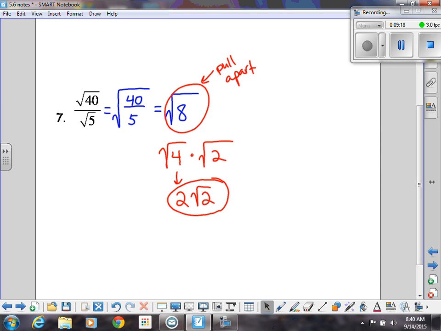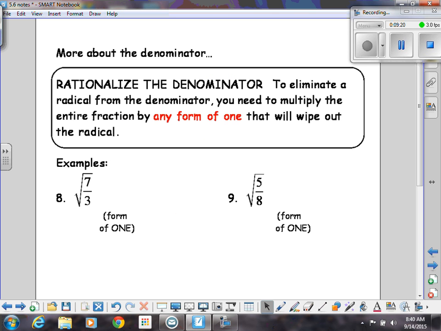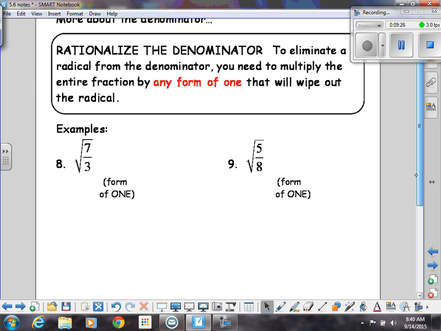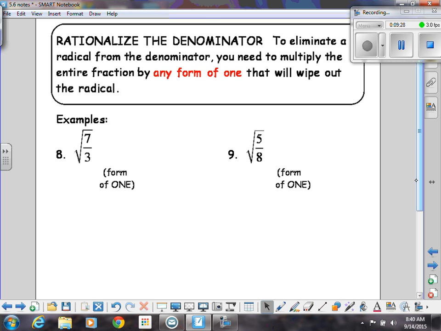All right, so the last thing I need to talk to you about with simplifying square roots is rationalizing the denominator. It sounds kind of intimidating, but basically, what happens if you don't get perfect squares in your denominator? What do you do then? Well, here's where we're going to multiply the entire fraction by any form of 1.